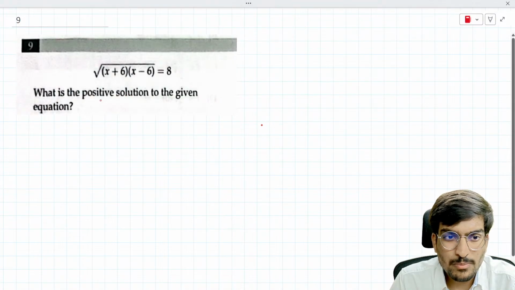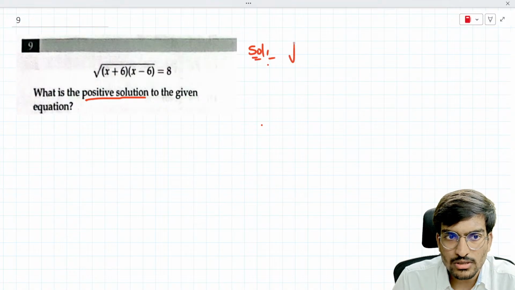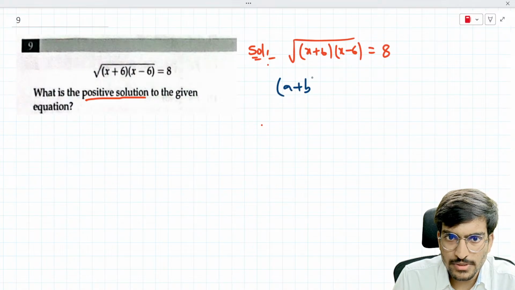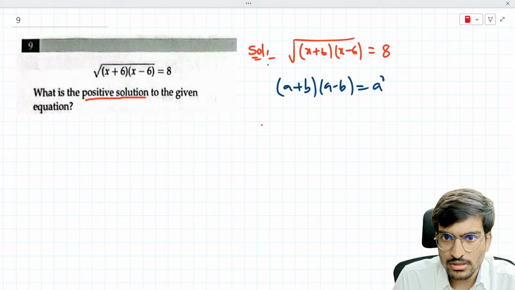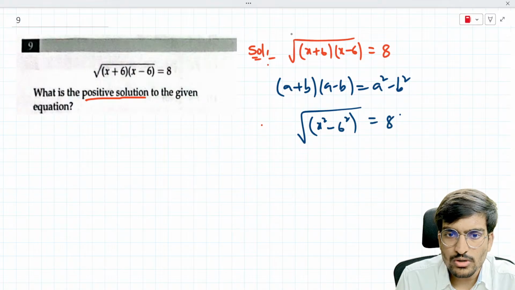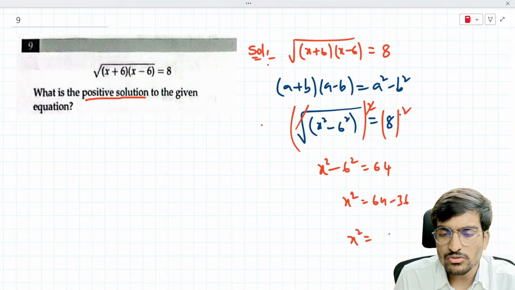So here, what is the positive solution? This is what we need to find. What is the positive solution to the given equation? So easy. The given thing which is under root is in the form of a plus b times a minus b. So we can turn it into a square minus b square. So if we turn it like that, it will be x square minus 6 square equals 8. So to remove the square root, we square on both sides. Square of root of x square minus 6 square equals 64. X square equals 64 minus 36.